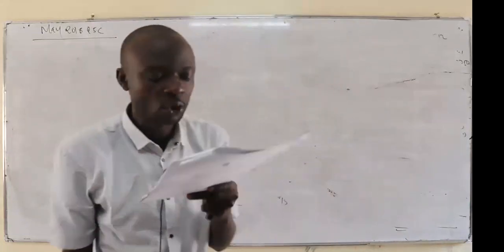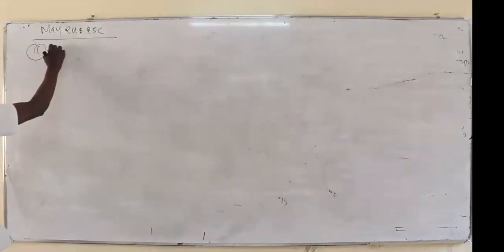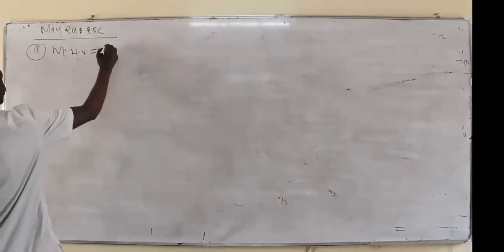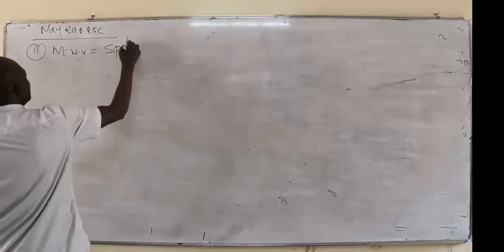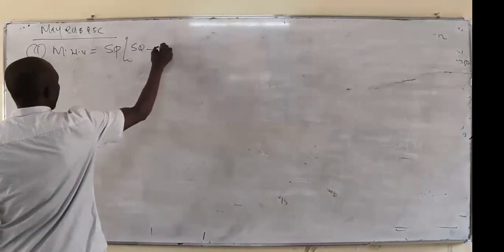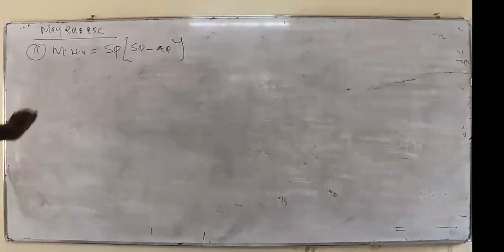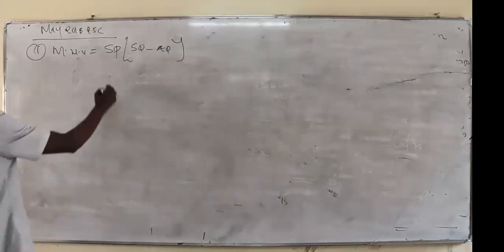So you're required to compute the material usage variance. So the first requirement here is material usage variance. You need to know the formula: standard price times standard quantity minus actual quantity. That is the formula for material usage variance. So the standard price is 4 shillings per kg. So the standard price here is 4.